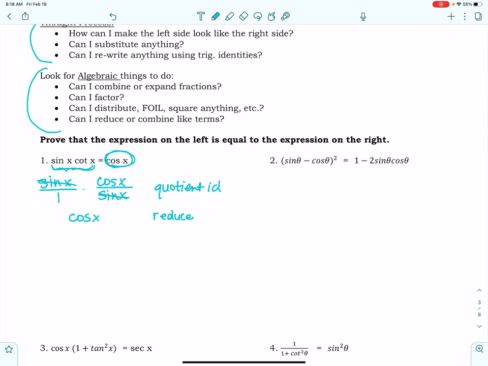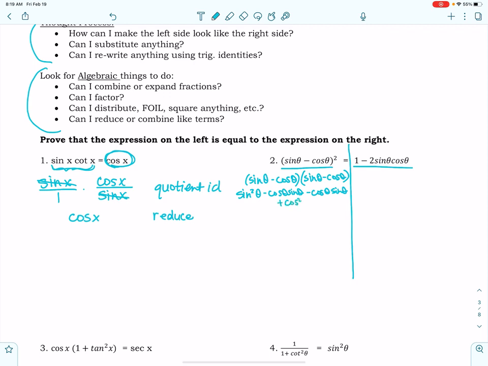All right, so when I look at number 2, I've got to make this look like this. So what I'm going to do is draw a line right down here. And I'm going to rewrite this on the left as sine theta minus cosine theta squared. So this is what this means. Just like that. And then I'm just going to FOIL it. So I end up with sine squared theta minus cosine theta sine theta minus cosine theta sine theta. I'm going to run out of room, of course. And then positive cosine squared theta.